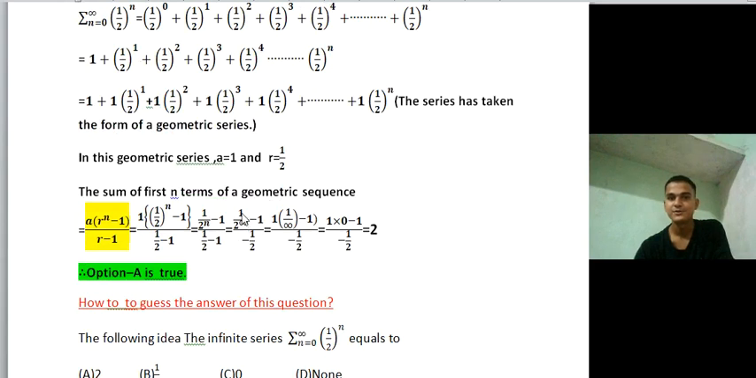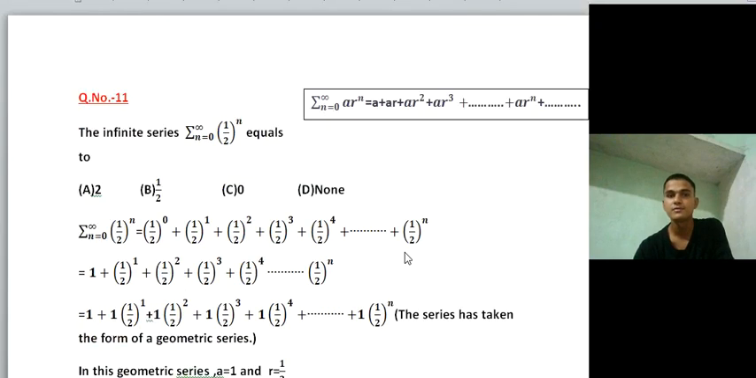Okay, so we will substitute infinity in the place of n, so that it is 1 by 2 to the power infinity minus 1 whole divided by 1 by 2 minus 1. This will be 1 by infinity, which is 0, so 0 minus 1 divided by minus 1 by 2, so this is minus 1 divided by minus 1 by 2, and it becomes equal to 2.